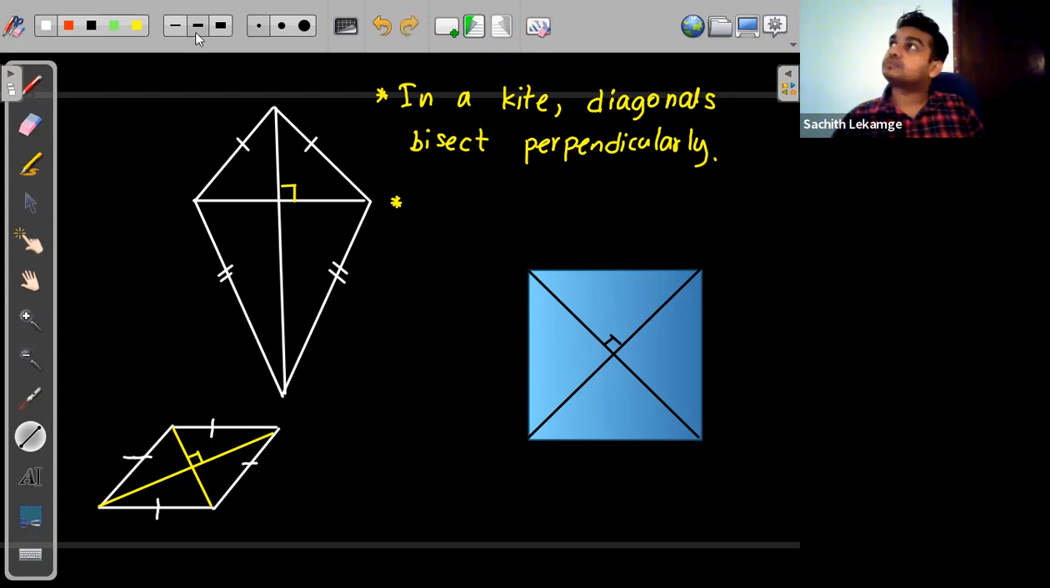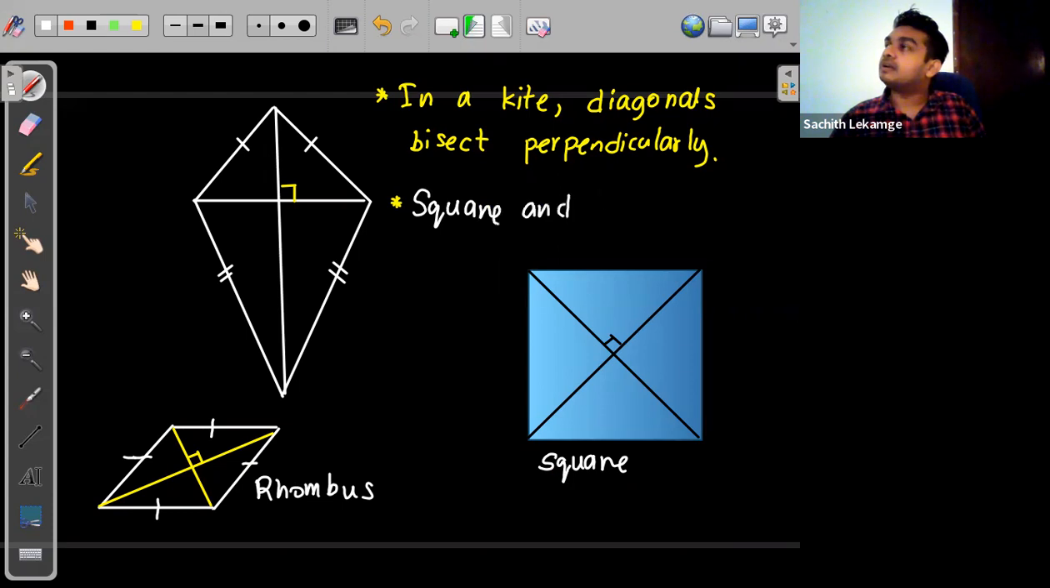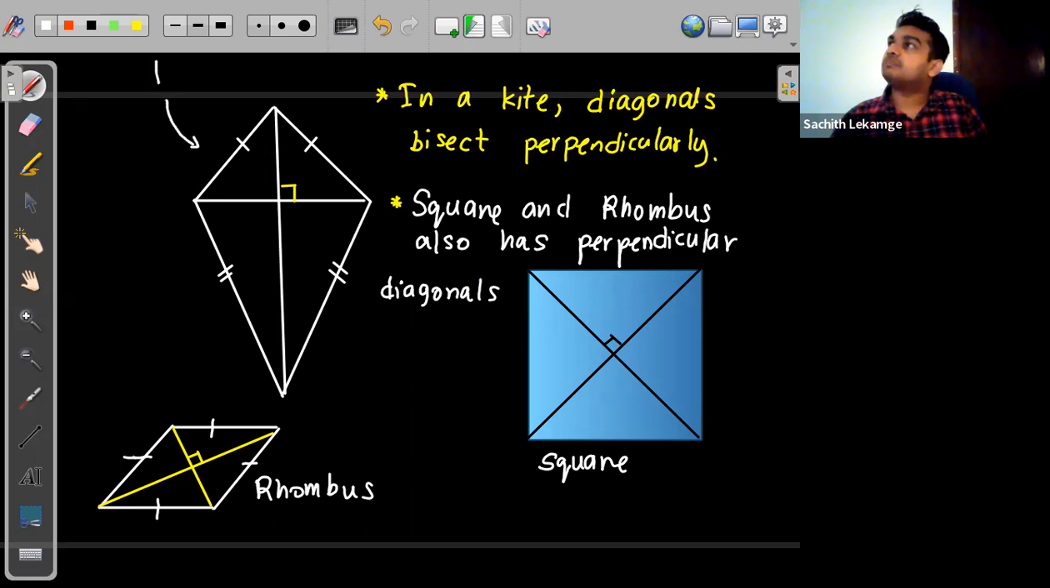Square, make a note, copy them quickly. Square, rhombus. So in a kite, diagonals bisect perpendicularly; square and rhombus also have perpendicular diagonals. This is a kite.